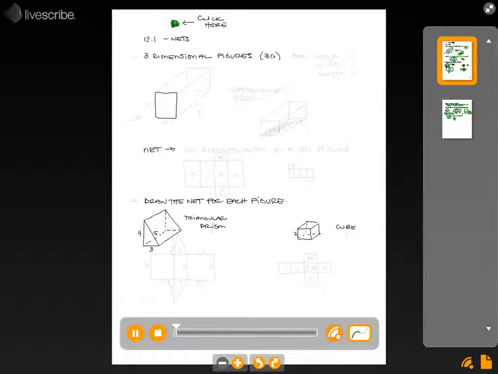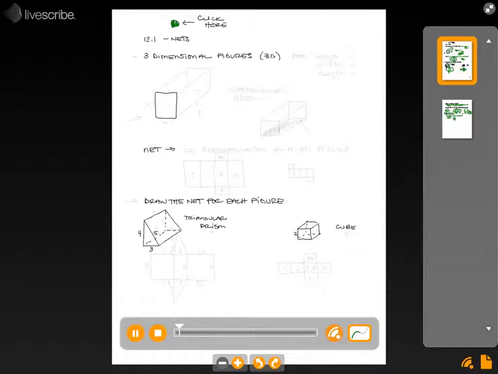Alright, these are your notes for section 12.1 on nets. What we're going to do in this section requires you to think about a three-dimensional object and break it down and pull it apart and make it into a 2D figure. And that's what a net is. So we're going to go over some vocabulary first.